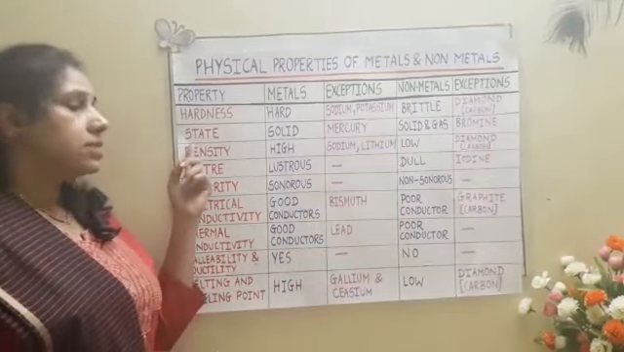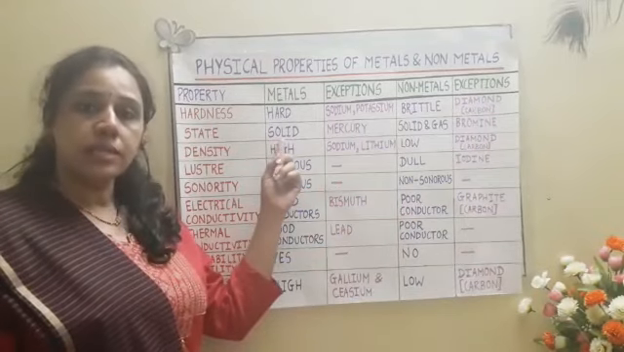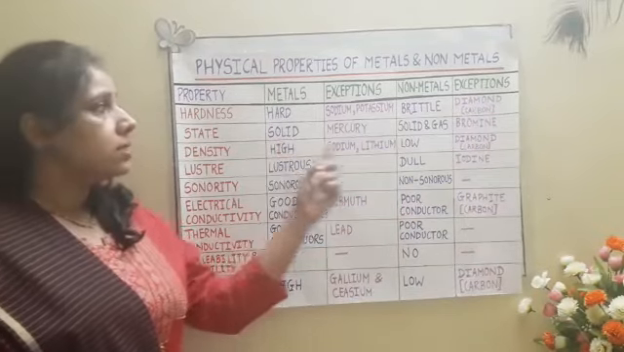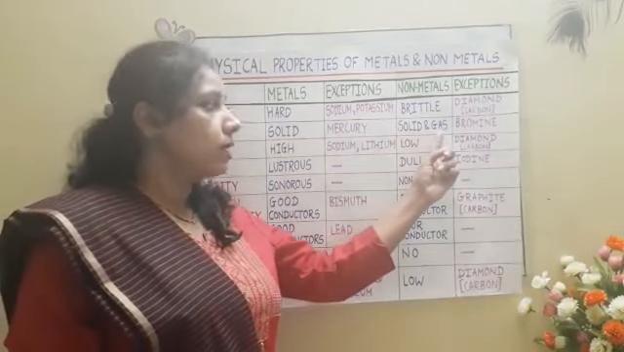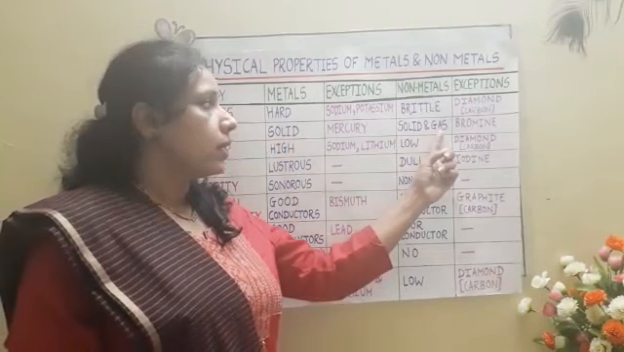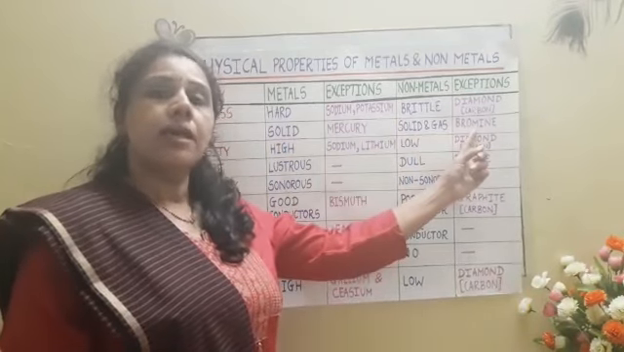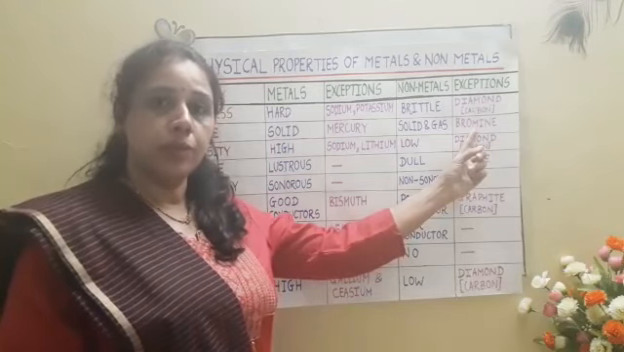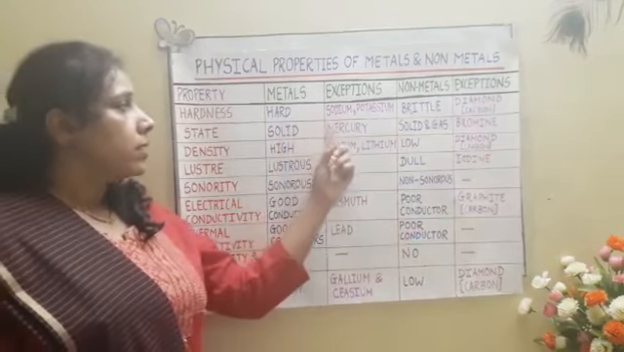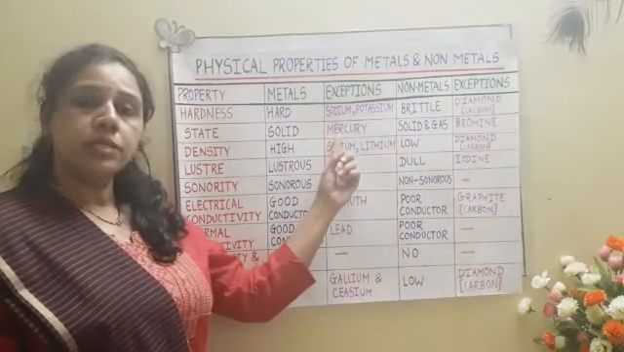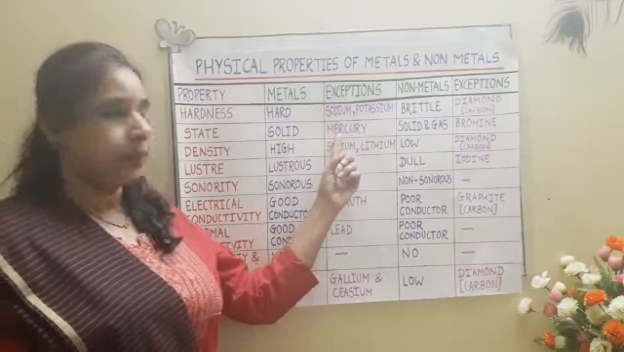Second is state. Most of the metals exist in solid state, whereas most of the non-metals are either solid or gaseous in nature. But bromine is a non-metal which exists as liquid at room temperature. And in case of metals, mercury is an exception because it is a liquid metal at room temperature.